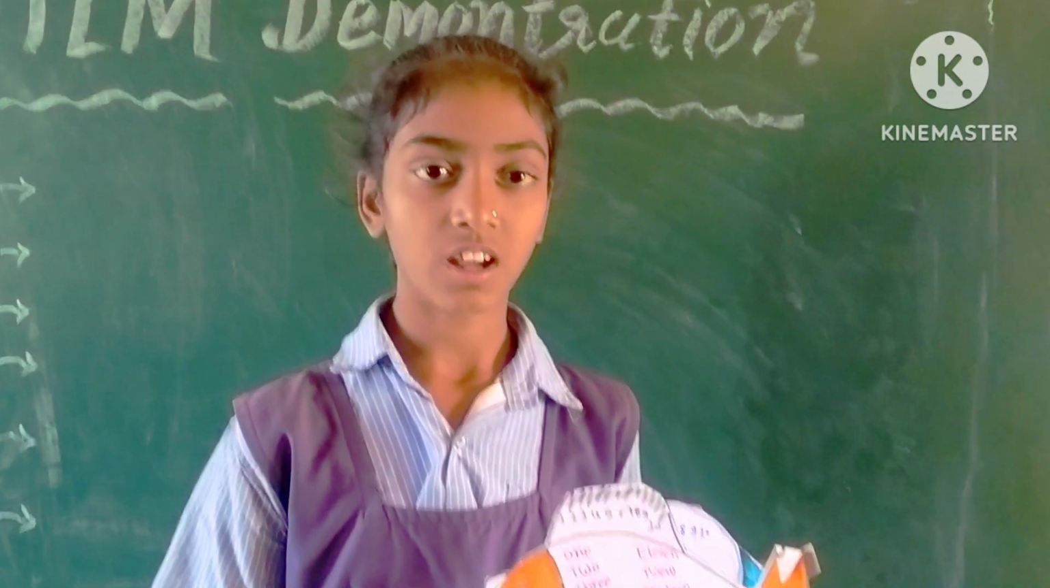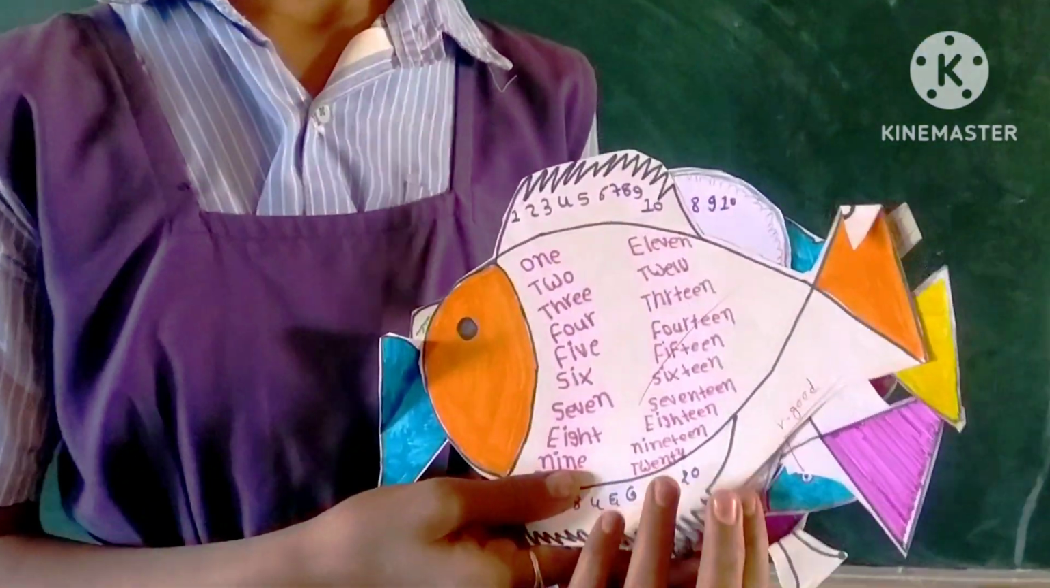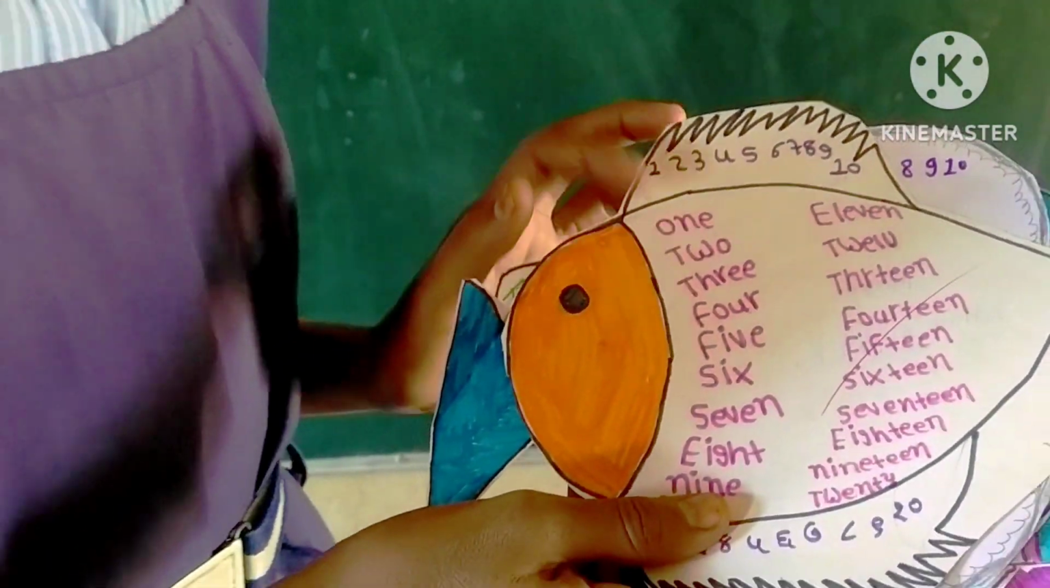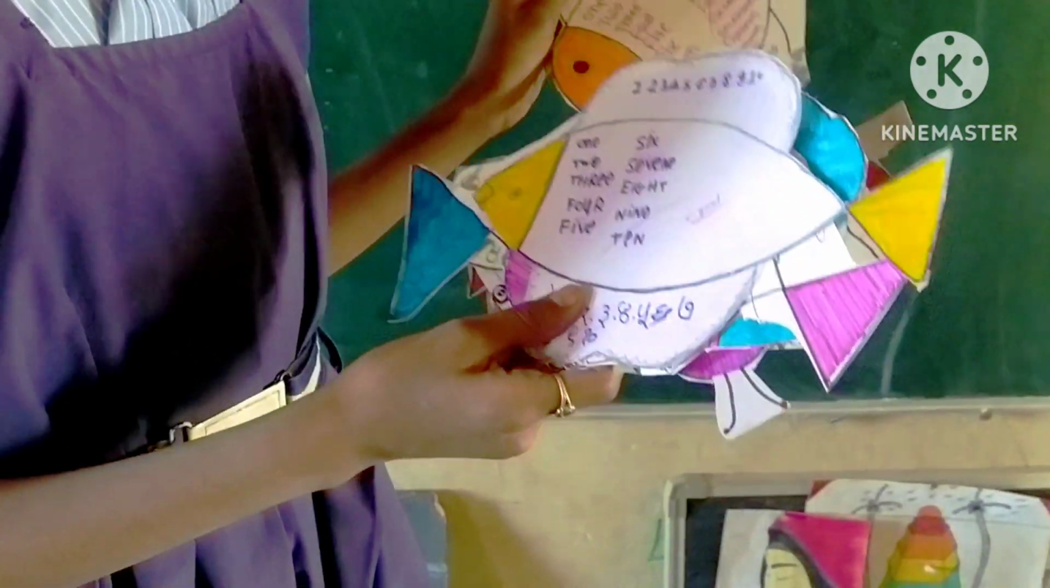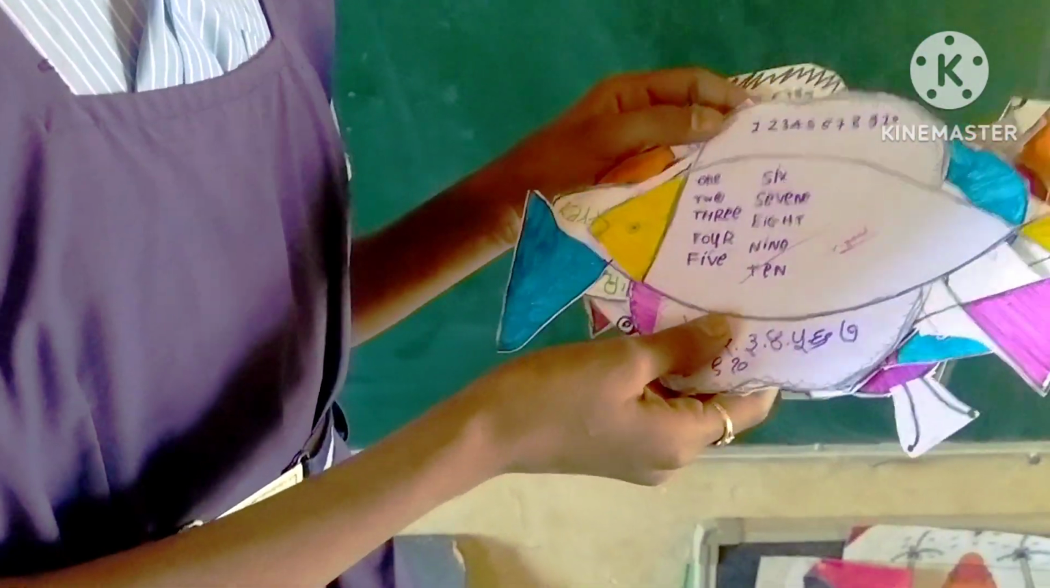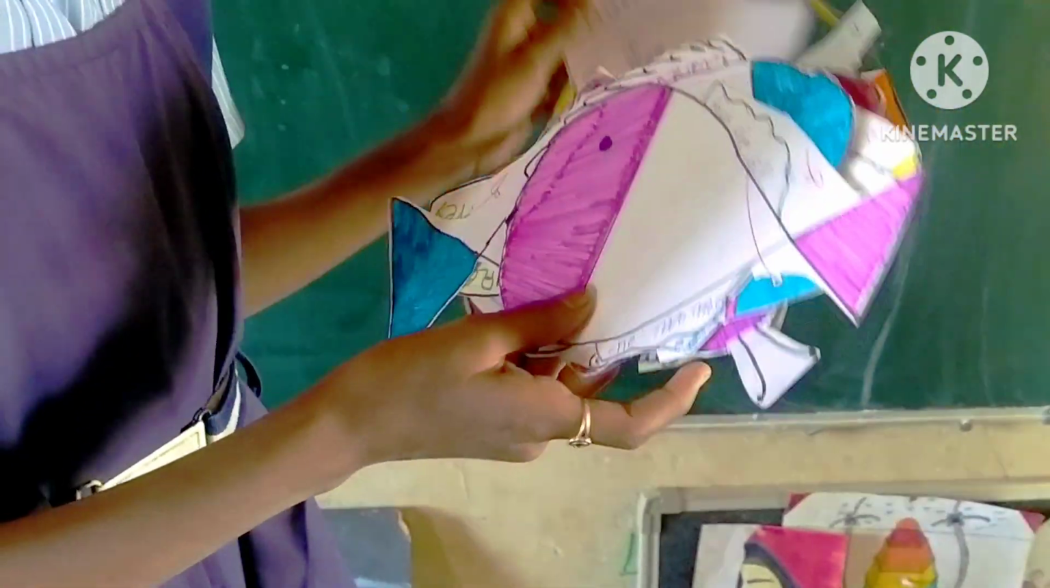Hello, I am Sanina. These are our word fish. 1, 2, 3, 4, 5, 6, 7.